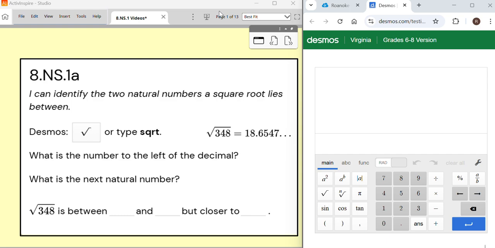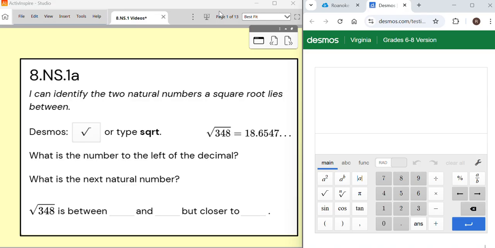Identify the two natural numbers a square root lies between. You're going to use Desmos for this. You're either going to type in the square root or the radical symbol, or you're going to type the letters SQRT. Then make sure the number is underneath that radical.